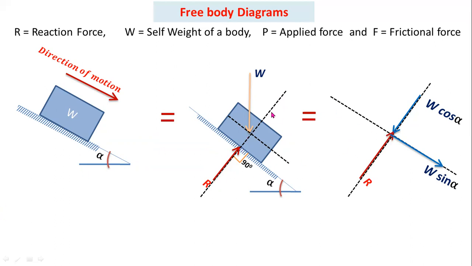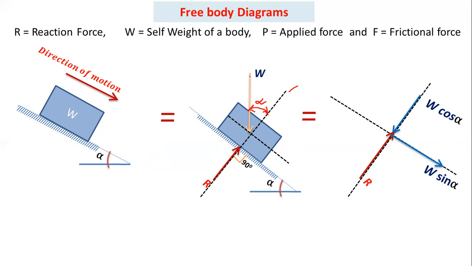Here you can observe this self-weight W. You have to convert this self-weight W into two forces, that is W sin alpha, W cos alpha. These two are the components of self-weight W. Here this W makes an angle alpha with respect to the vertical reference line. With respect to the normal line, it makes an angle alpha with respect to this reference line.